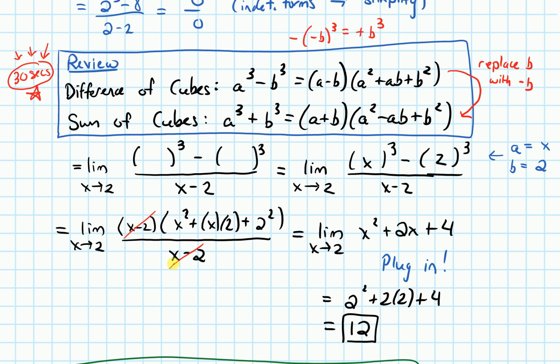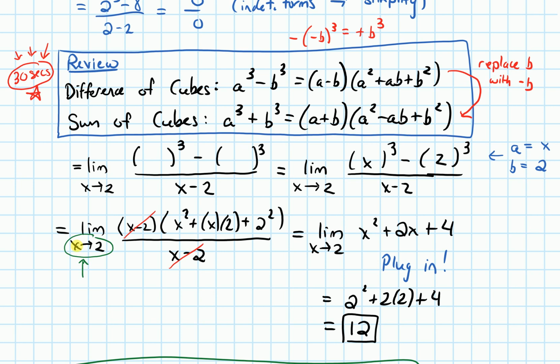So one important note that I want to make about this is when we've canceled something on the top and the bottom of a fraction before, we've included a domain restriction in what we've written. So with this problem though, now that we have a limit, we actually don't need to worry about that, but it's important for me to talk about why.